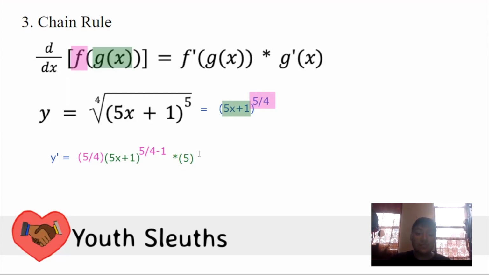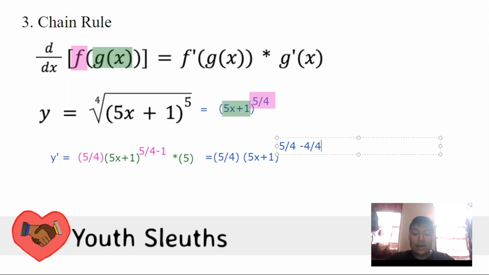So now that we have this, we can begin simplifying. 5/4 remains the same. And then we have 5x plus 1. And then when we subtract 1, we could do it by having 5/4 minus 4/4. Now, we could simplify this further. So we have 1/4. And we multiply that by 5.